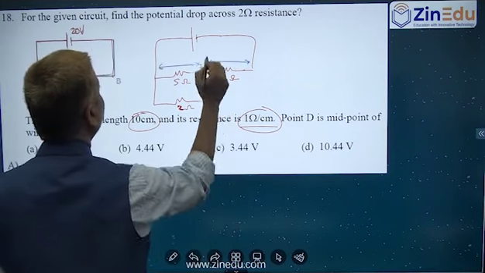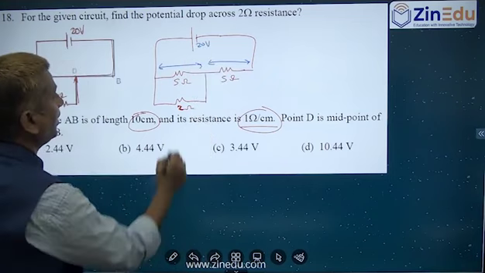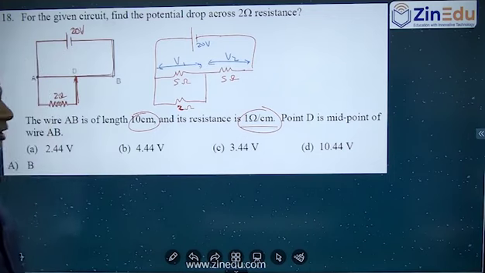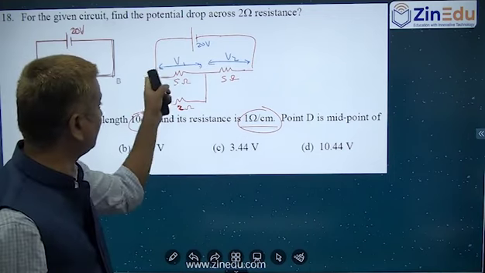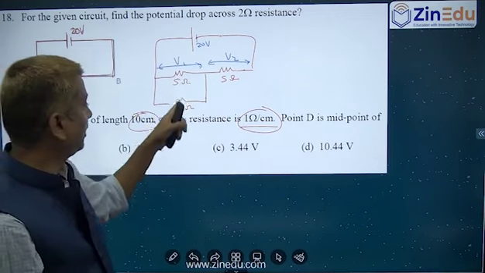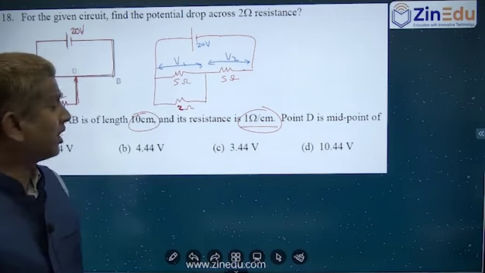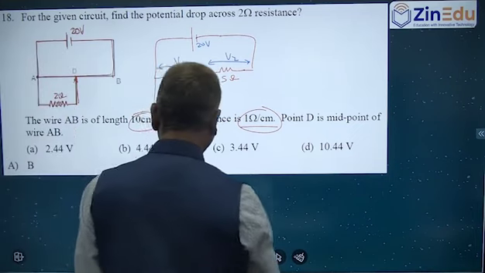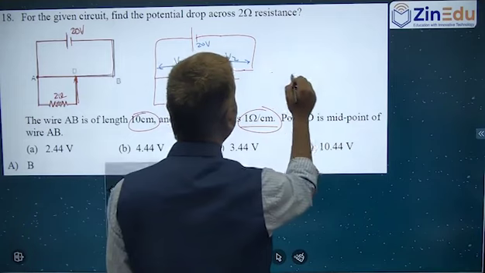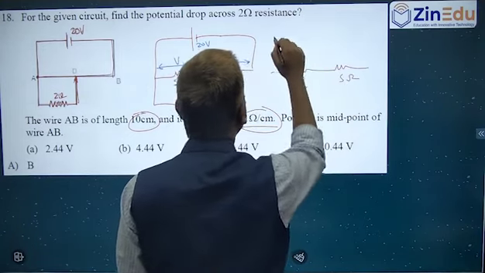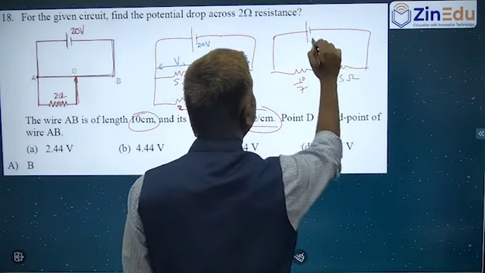Okay, so the total potential drop is 20 volts. It will be divided here and here, let us say V1 and V2. So for V1, the total resistance for this potential drop, these two are in parallel, so it will be R1 R2 upon R1 plus R2. So that is 10 by 7. So here you can write 10 by 7, and this is 5, and you have a total potential drop of 20 volts.